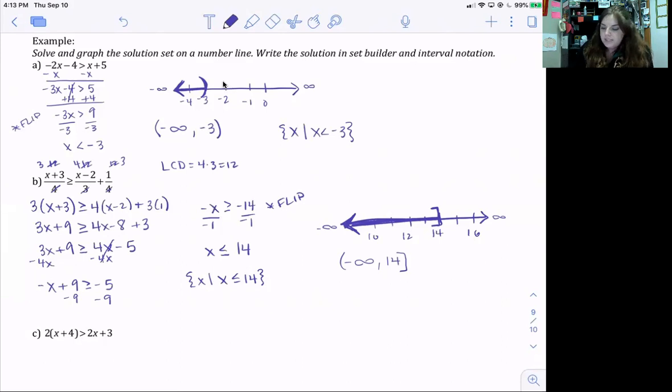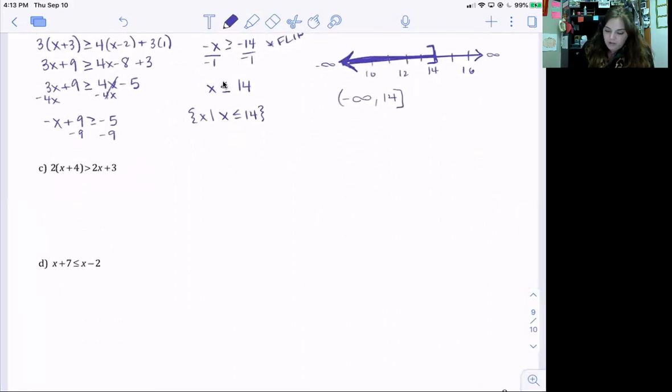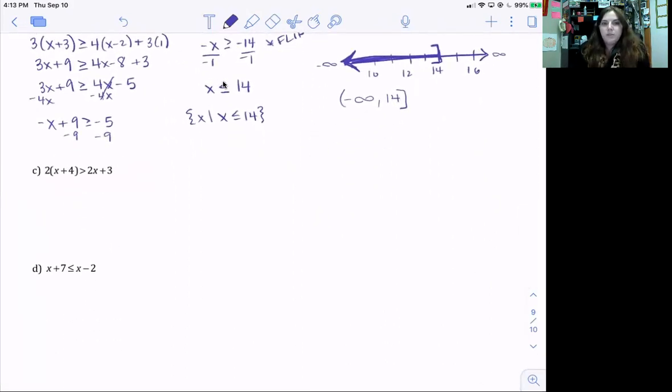All right, looking at C. 2 times the quantity x plus 4 is greater than 2x plus 3. So if we distribute, we get 2x plus 8 is greater than 2x plus 3. Subtract 2x from both sides. And we get 8 is greater than 3.